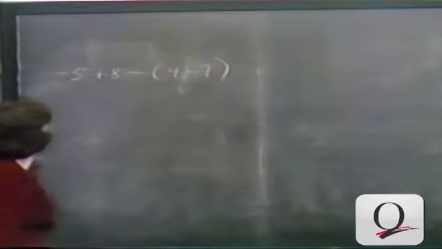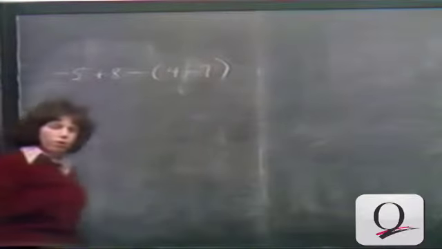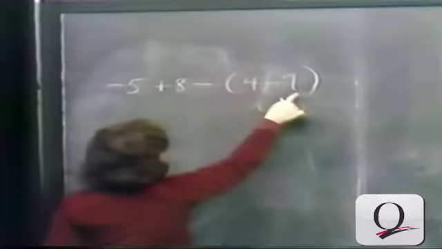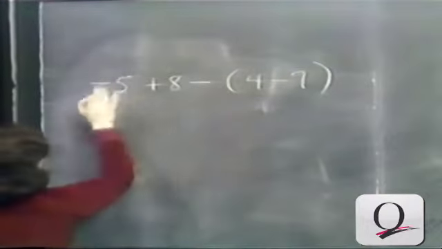Okay, let's try some more problems. -5 plus 8 take away, in parentheses, 4 minus 7. Okay, now according to order of operations, we will first handle what's inside the grouping symbol. Okay, first we will do this subtraction, and then we will move from left to right to get the final answer.